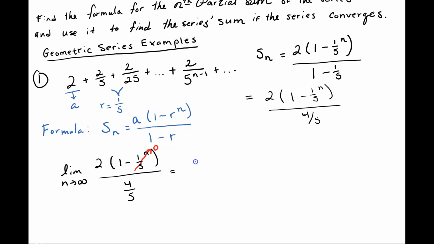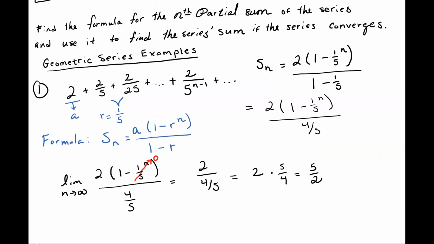And you're basically left with 2 divided by 4/5, which when dividing fractions, I always tell my students to remember to KFC, that is, keep the first fraction and flip the second fraction. So 4 over 5 becomes 5 over 4. And then we multiply and simplify. 2 times 5 is 10 out of 4, which reduces to 5 out of 2. So the sum of this convergent series is 5 over 2. And then the formula, if you will, this right here is representative of the formula.